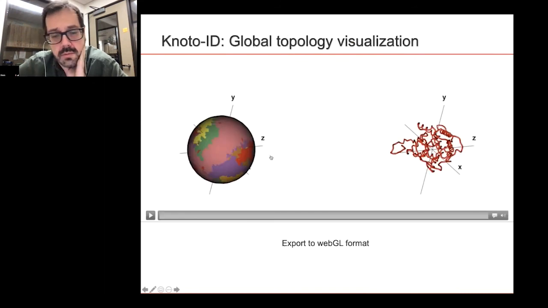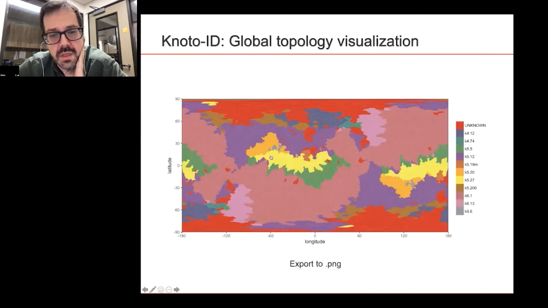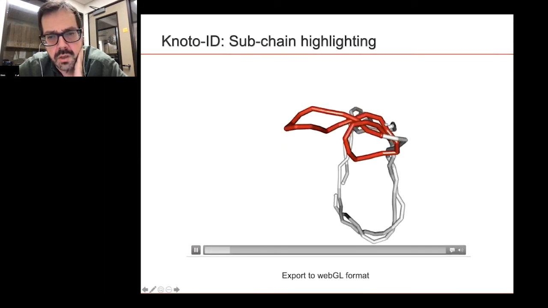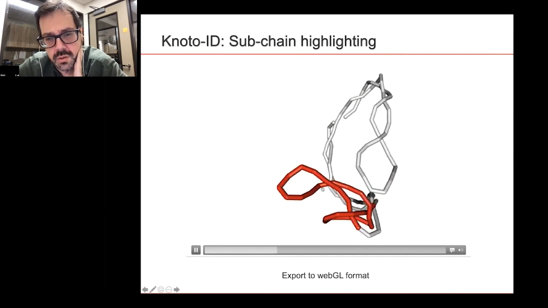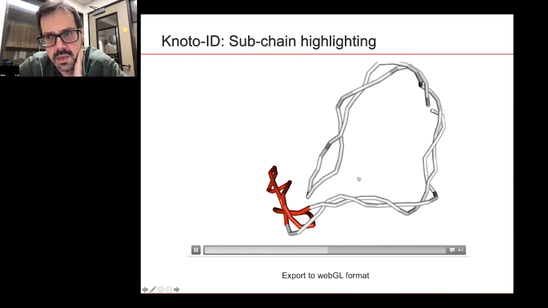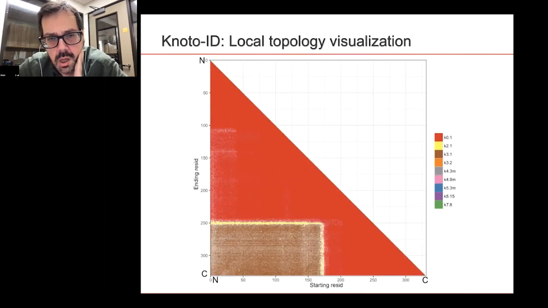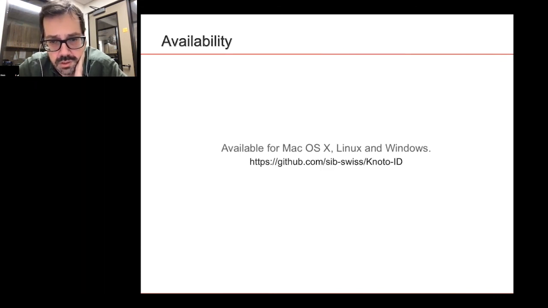And I will just skip those because we've seen them before. Everything was generated by Knotoid. We can actually also do coloring of structures and rotate them. This is interactive in the web browser. In the end, you get a WebGL object. And we can do some localization studies here that I didn't go through. We can plot. It's available on all the popular platforms. You can download it from GitHub. It's open source. If you feel like it, you can actually contribute.